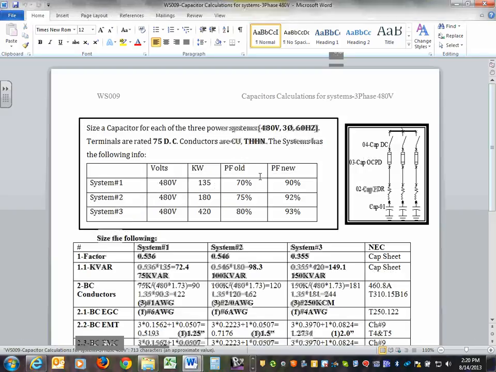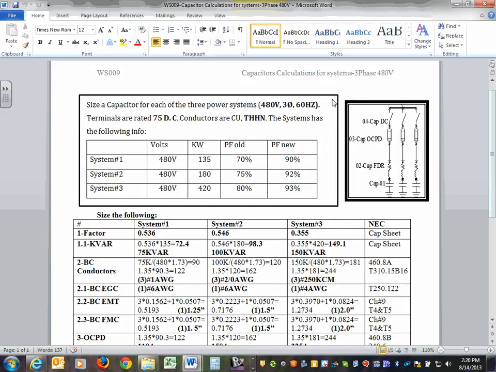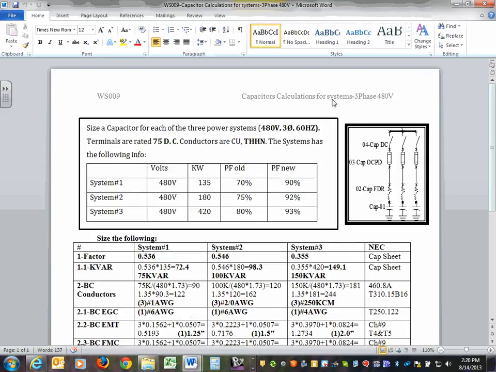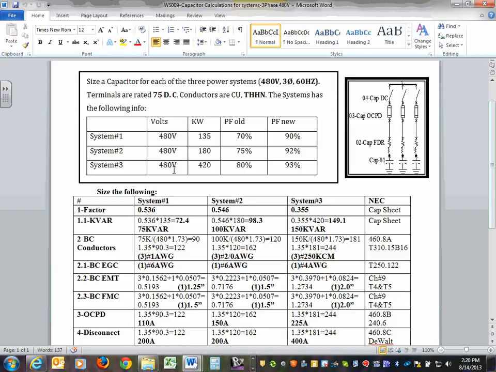Sheet 9 does the calculation to size at the system level. This is the capacitor calculation for systems, meaning you go to the service and figure out what the kilowatts are there, and you correct right at the capacitor. That's a poor man's way, or poor woman's, by the way.